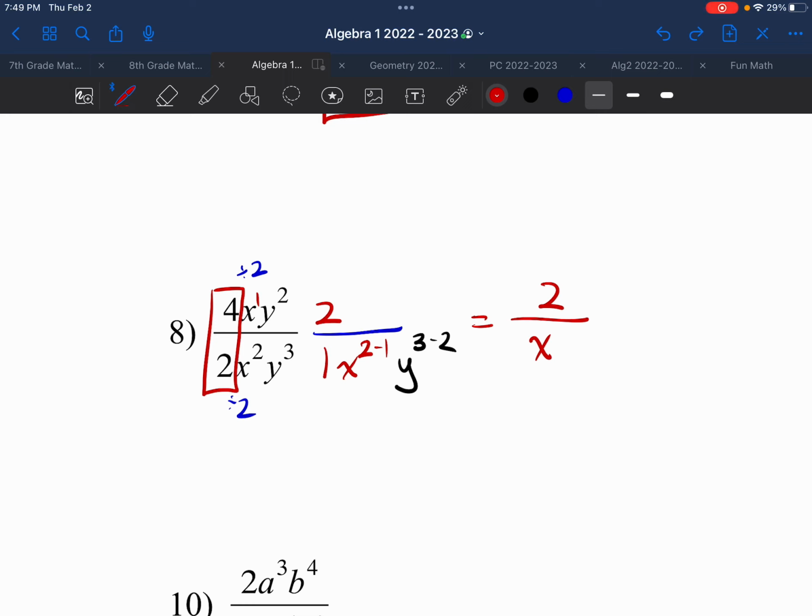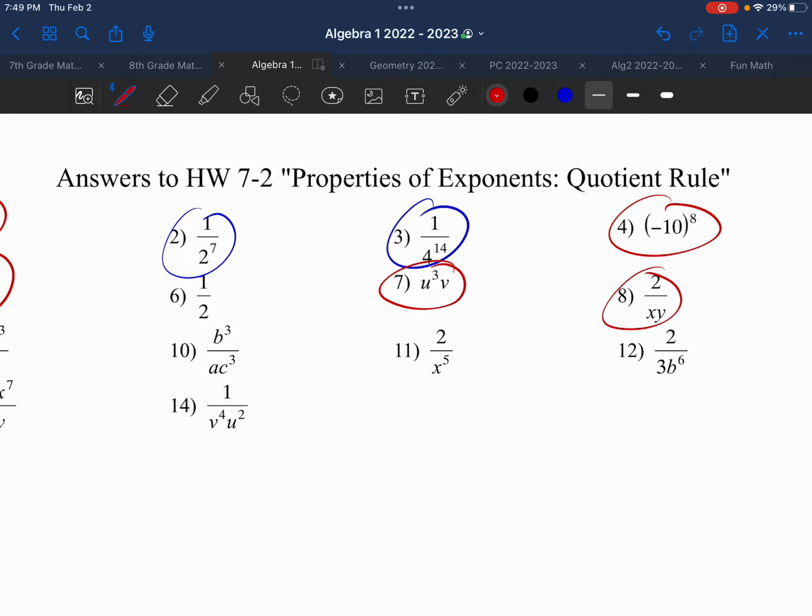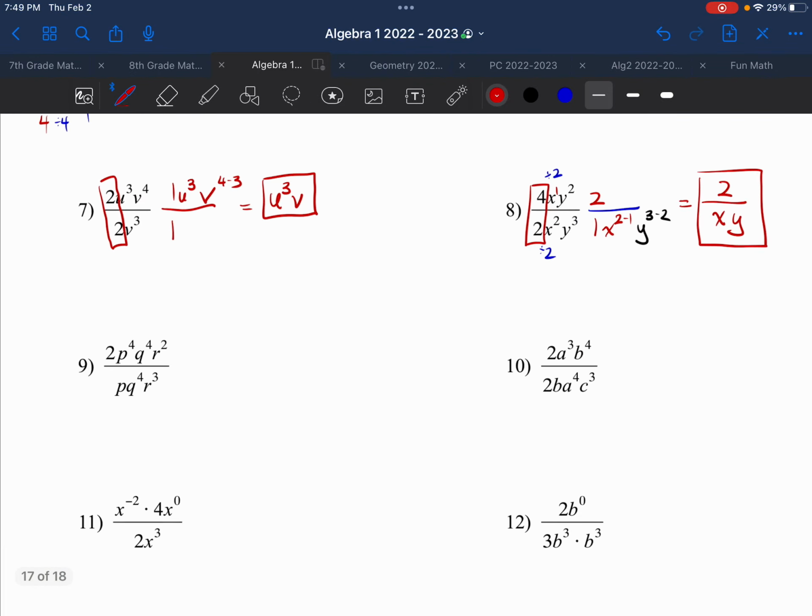And what about the y? The y is also going to be the power of 1, but again, you don't write the power of 1 because that's not as simplified, and I can box my final answer. 2 over xy. Let's check number 8. 2 over xy, we're getting them right. All right, let's jump into number 9.